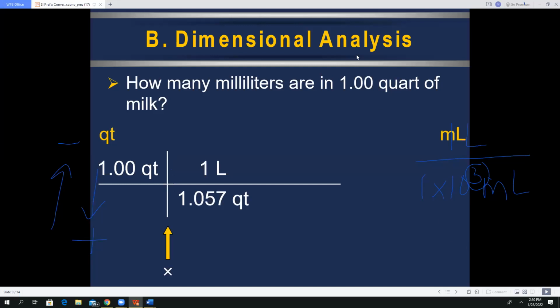So let's keep going. The next step for this one would be to change it. And see, I told you we'd probably have to reverse it. So just think of it as rotating on its axis and flipping over. So in this case, we're going to say that cancels. Now we need liters on the bottom and milliliters on the top.